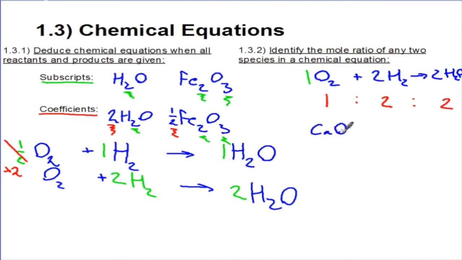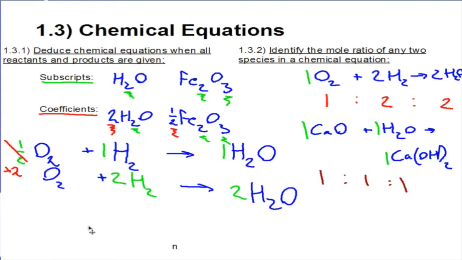Okay, the next example is calcium oxide mixed with water. That will give calcium hydroxide. Yeah, and the ratio between these will be 1 to 1 to 1. So it'll simply be a 1 to 1 to 1 ratio, which is very, very easy.